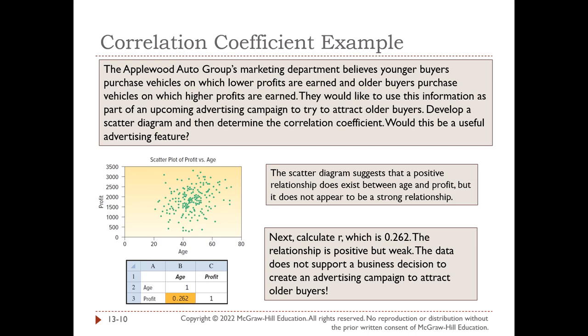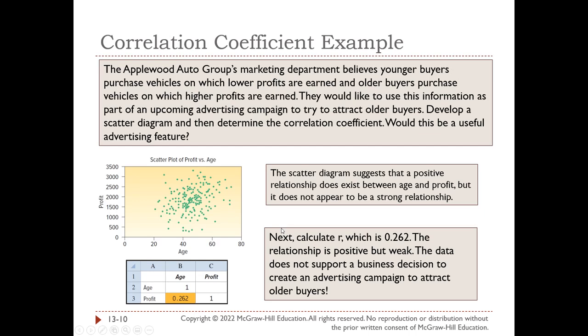Now, they're going to suggest that a positive relation does exist between age and profit. But it definitely does not look like a strong relationship. We can probably barely make out a line going positive.